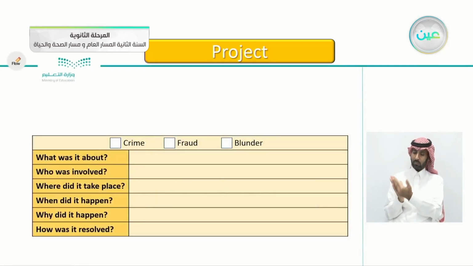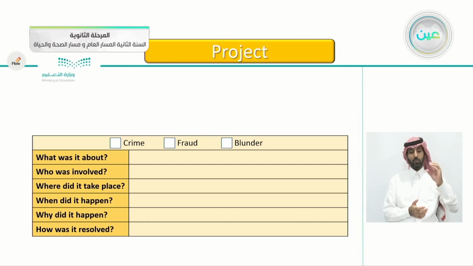So this is the chart that will help you. You have the 3 topics: crime, fraud, and blunder. What was it about? You can first choose, of course.